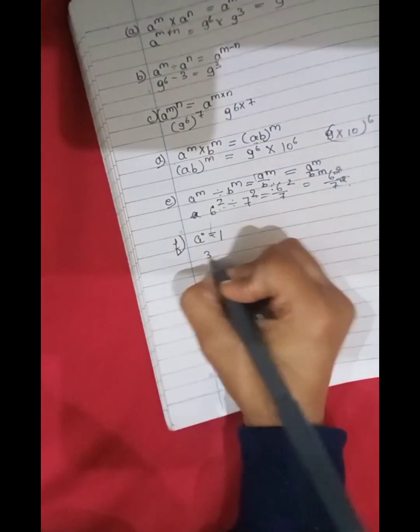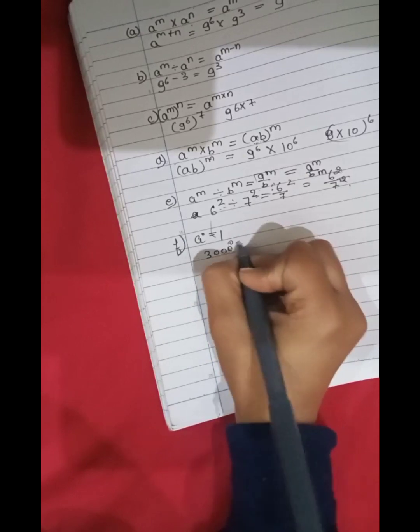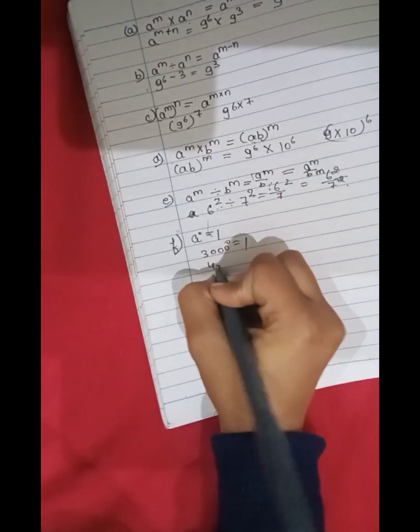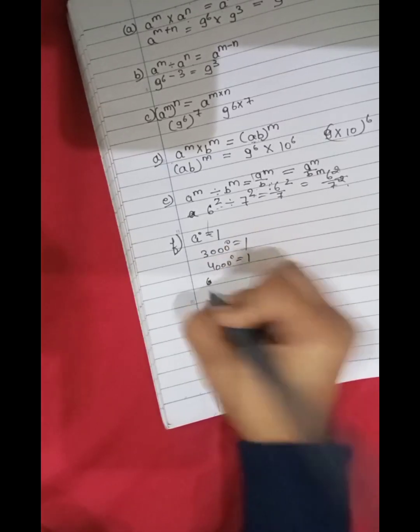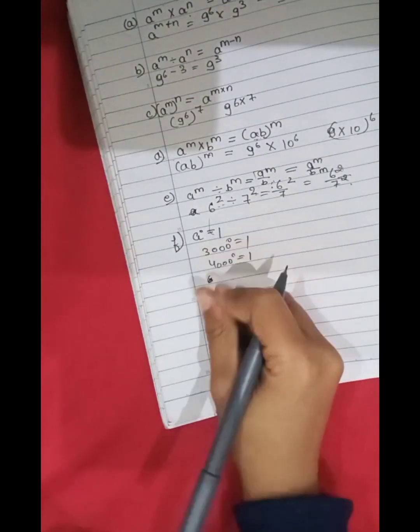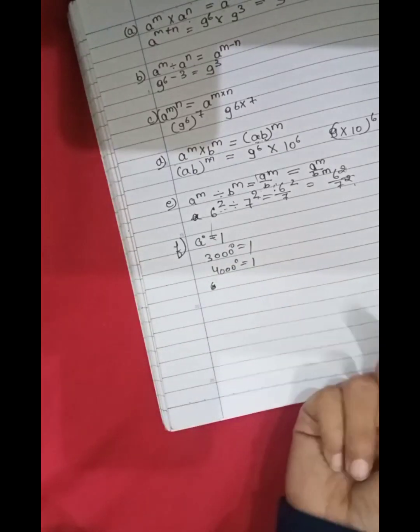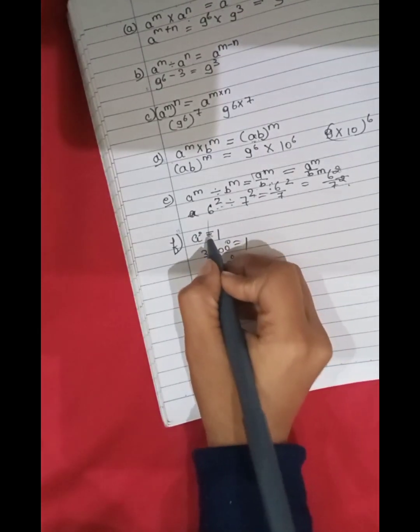If there is any number containing the power 0, it means it is 1. If there is 4000 also, it will be 1. That means it is any number. So this is the basic concept. If there is power 0, it means it is 1.